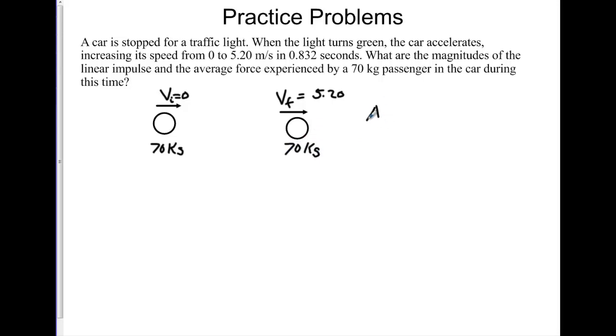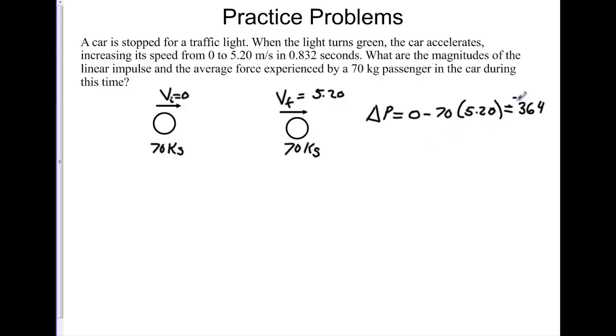So we know that the change in momentum would equal the final momentum minus the initial momentum. Now the initial momentum is going to be 0 because I take 70 times 0. I'm going to subtract 70 times 5.20. And 70 times 5.2 gives me 364. So I'm going to write that down here. So that's 364. I'll make that negative here.